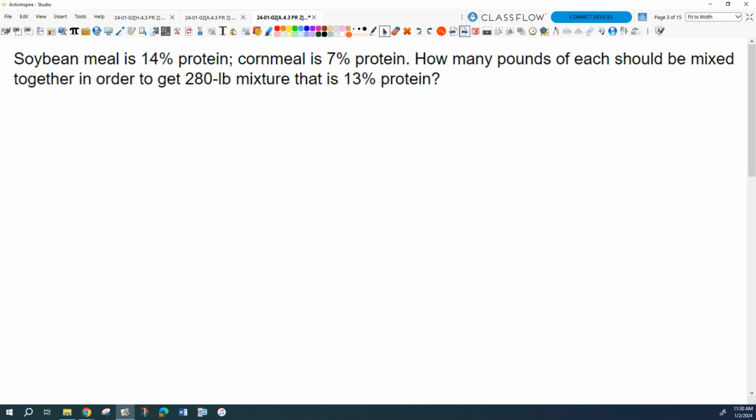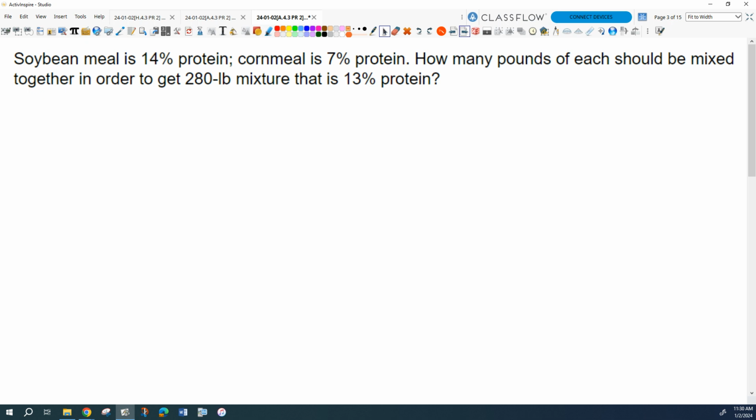Cornmeal is 7% protein. How many pounds of each should be mixed together in order to get 280 pounds of a mixture that is 13% protein? Because that's what we need for this animal. We need it to be exactly 13% for it to be optimum for, maybe these are horses or something. Who knows? Okay, cows, there you go.